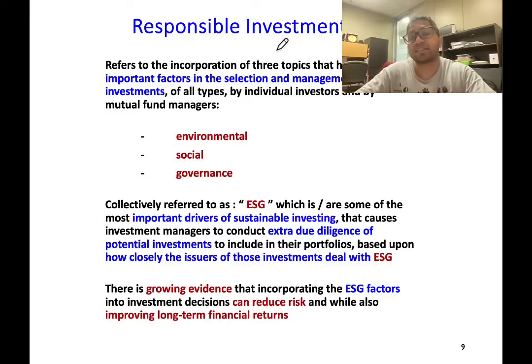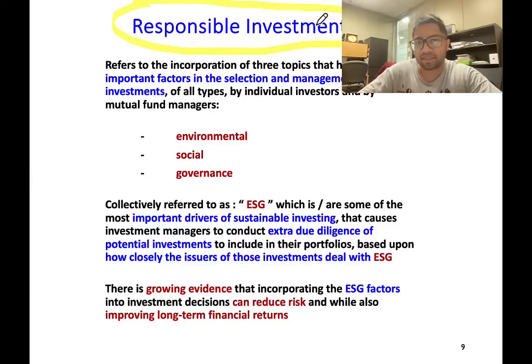Now there are special types of fund. Some people want to be responsible with their investment. Responsible means they want to follow certain norms, so environmental, social or governance norms. So ESG, right? There are special funds that invest in companies that qualify under the ESG norm.